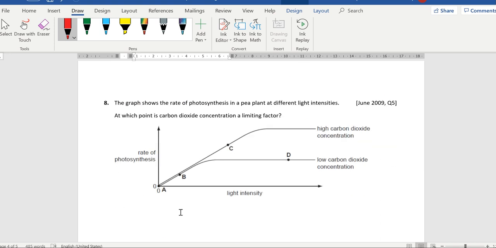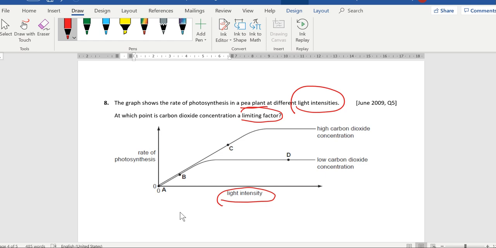Question number 8. The graph shows the rate of photosynthesis in a pea plant at different light intensity. So light intensity is the one that's changing here. And at which point is carbon dioxide concentration the limiting factor? All right. So you have here at light intensity, when you increase the light intensity further, light intensity does not become the limiting factor anymore here, but something else is.